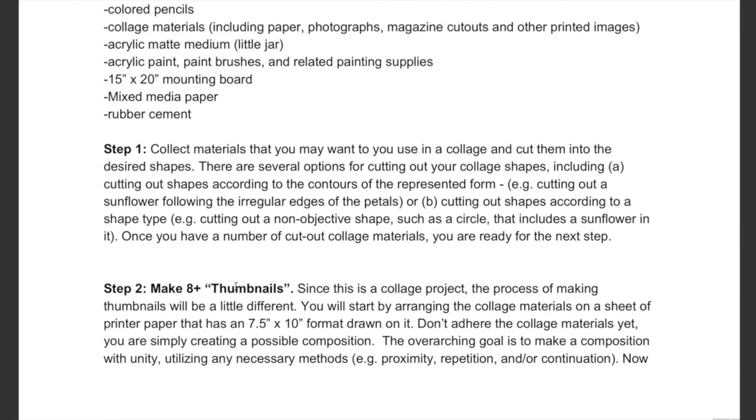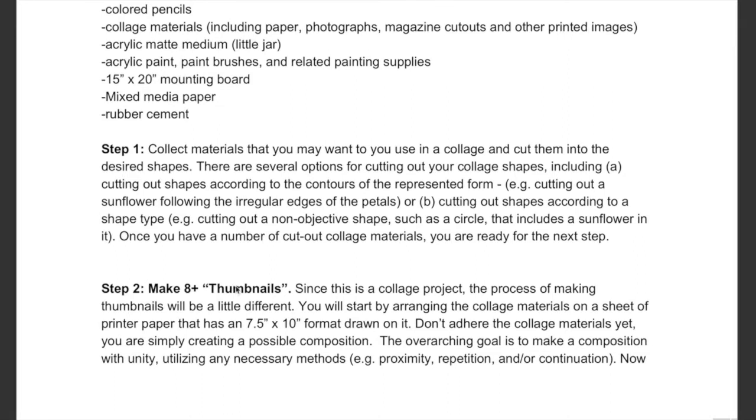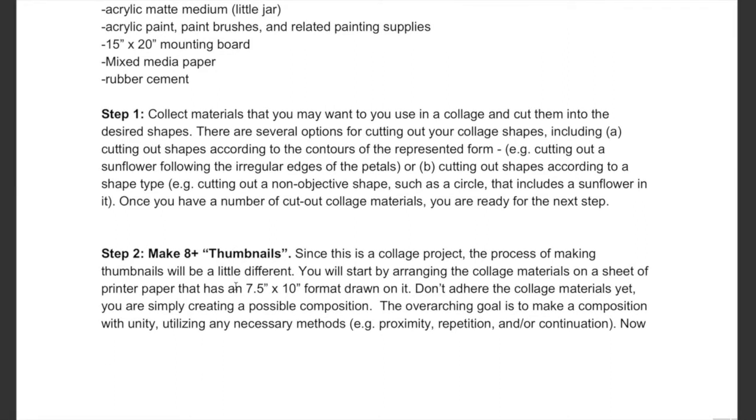Then you're going to want to make 8+ thumbnails. The process of making these thumbnails will involve you getting your collage materials and arranging them on what we're going to call the playing field. This is going to be a little piece of paper with a 7.5 by 10-inch format drawn on it. You're going to arrange your collage materials on there and then make your thumbnails from that. I'll be showing you how to do that in the demo video as well.